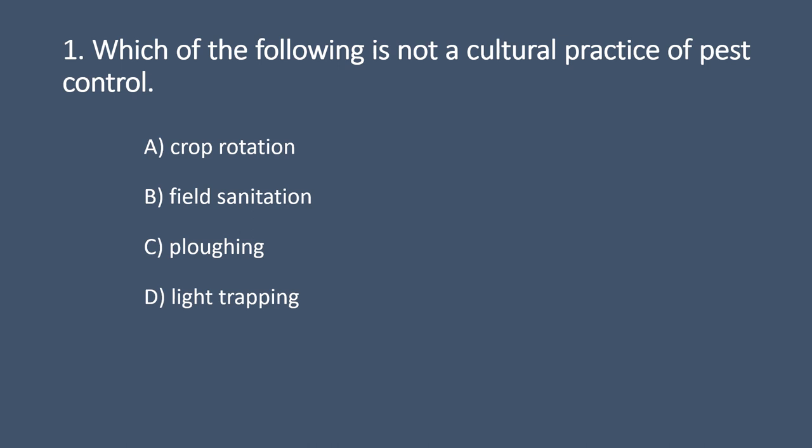Now the question is, which is not a cultural practice of pest control? See this option, crop rotation. Crop rotation is a cultural method, field sanitation is also a cultural practice, plugging is also a cultural practice. All these methods are agricultural practice or farm practice, okay? Now the last option is light trapping. Light trapping is a mechanical method. The correct option is light trapping.